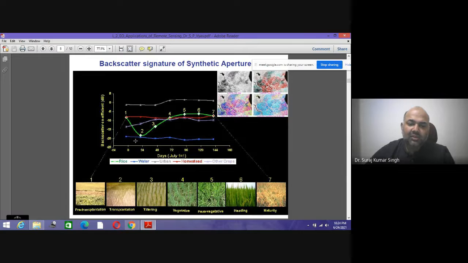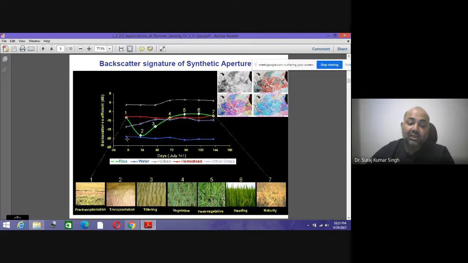These are some of the ways the backscattered microwave data is recorded for rice, water, urban, and other crops, and how those field data are sensed and have to be verified in the field. You will see the pre-transplantation stage, then transplanting, tilling, vegetating, peak vegetation, heading, and finally maturity. So these are the various stages through which any vegetation has to go in its life.